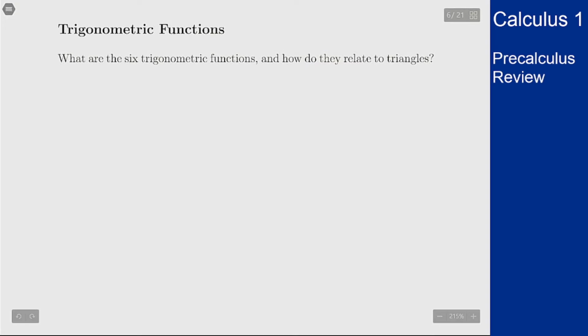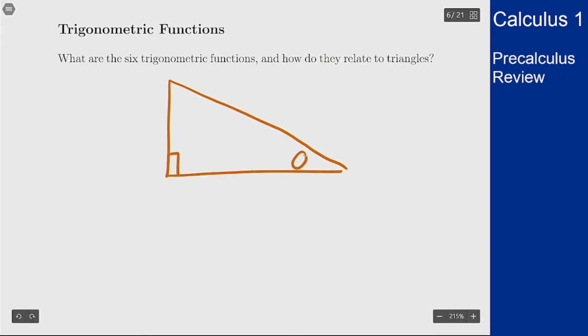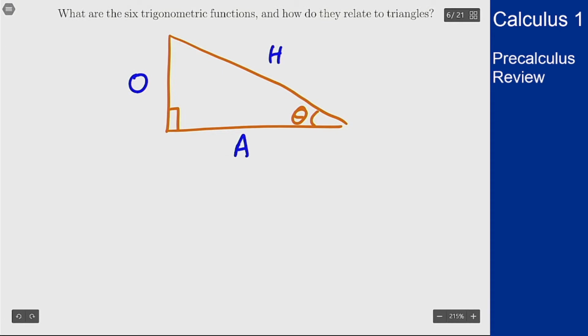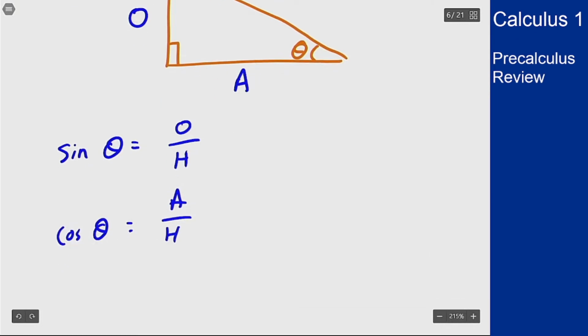So if we have a right triangle, and we mark this angle here as theta, we have the opposite side, the adjacent side, and the hypotenuse. Then we have our 6 main trigonometric functions from this. So we have sine of theta, which is opposite over hypotenuse. We have cosine, which is adjacent over hypotenuse. We have tangent, which is opposite over adjacent, which is also sine over cosine.